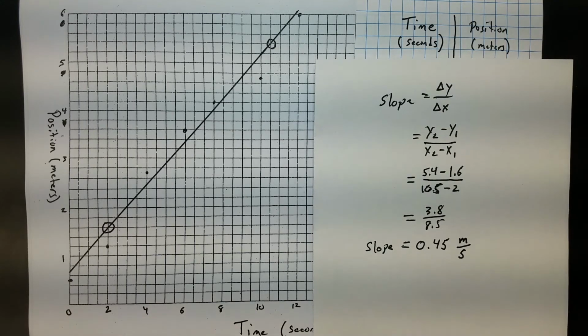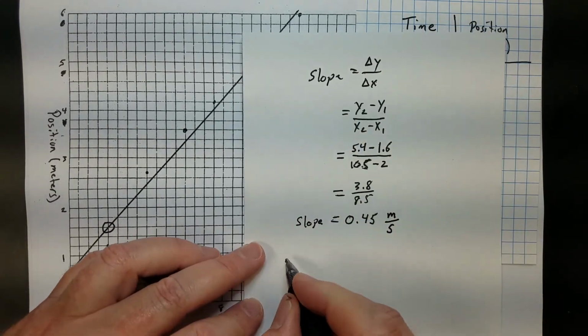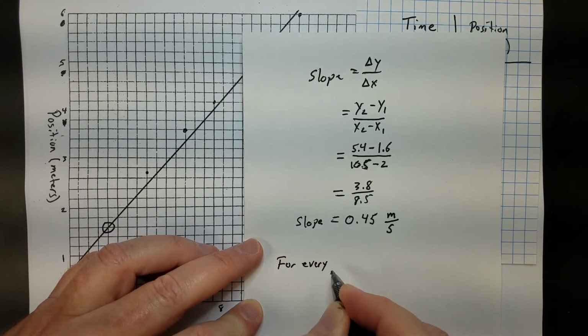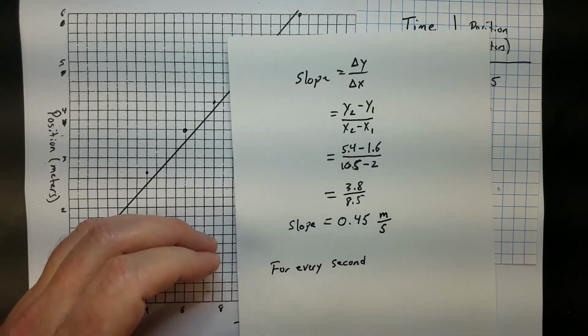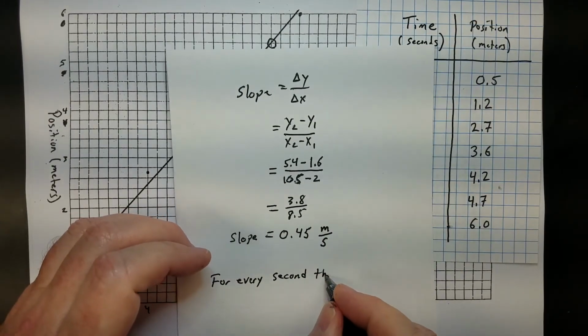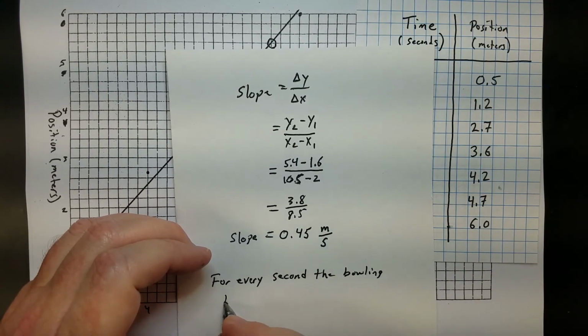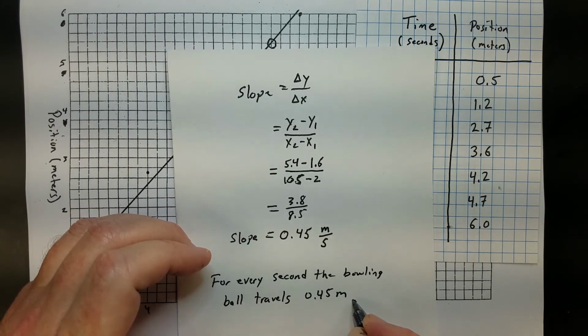So we need to talk about that for a second. What does that mean? That means for every second, the bowling ball travels 0.45 meters.